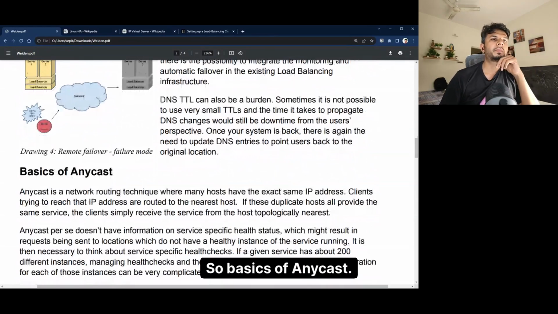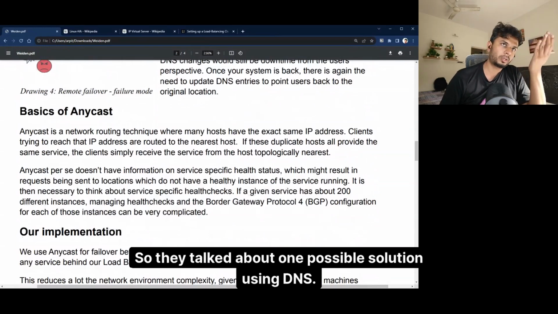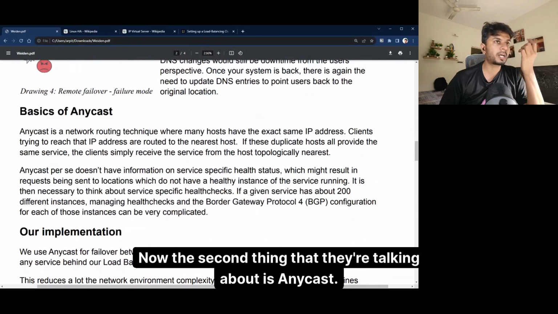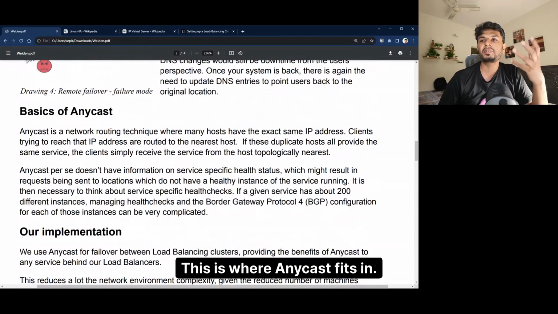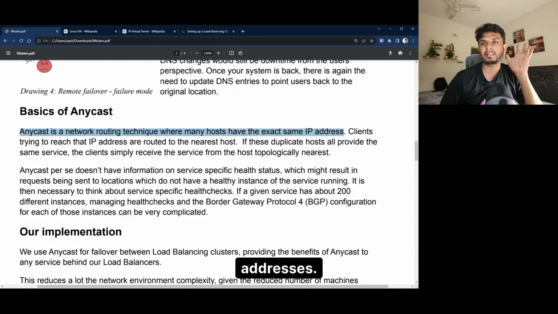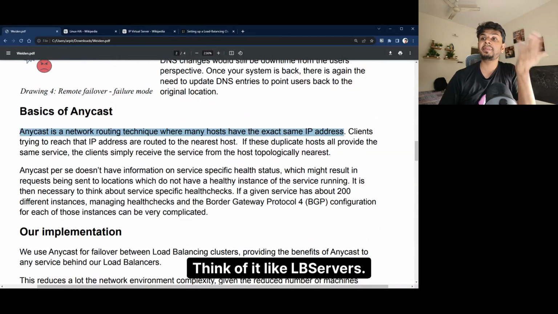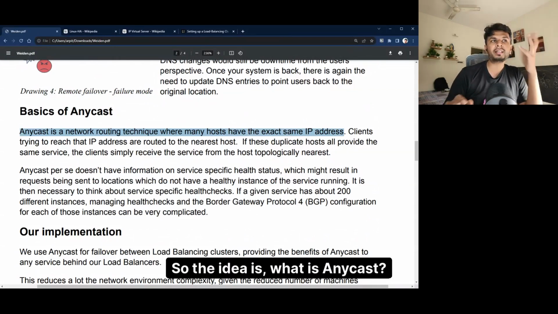Okay, so basics of Anycast. This is where Anycast actually comes in. They talked about one possible solution using DNS. Now the second thing that they're talking about is Anycast. This is the second solution. Anycast is a network routing technique where many hosts have the exact same IP address. Here they are using the term host; think of it like LB servers. So what is Anycast?